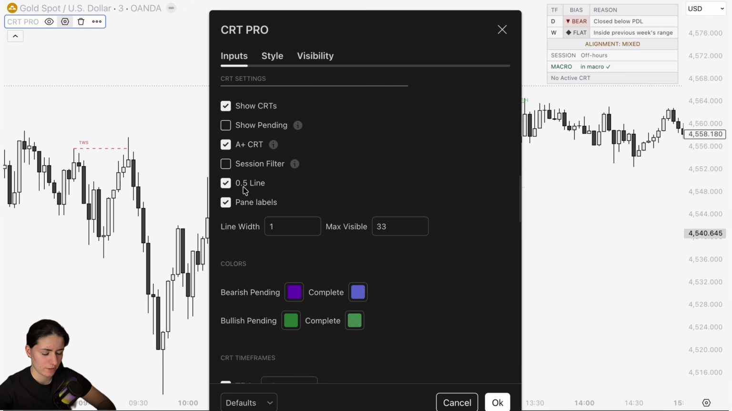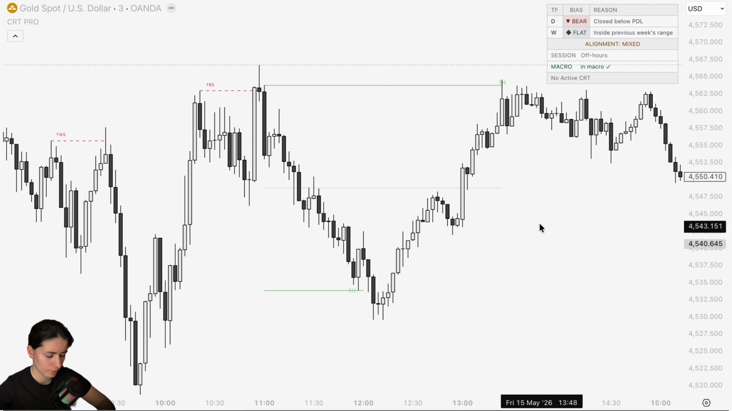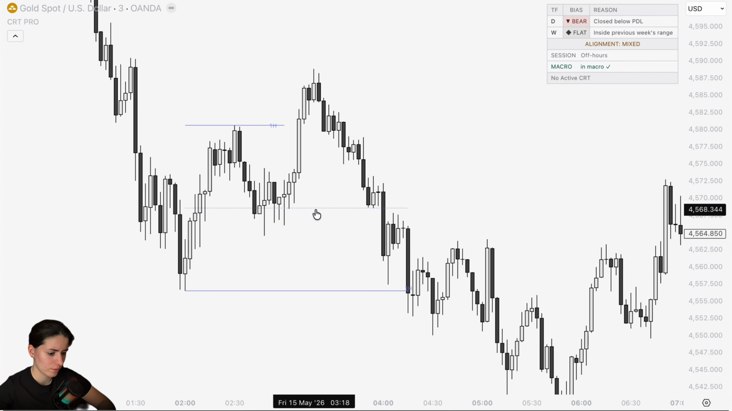Another update is the 0.5 line, also known as the equilibrium. Many CRT traders requested this feature because they use the 50% level of the main candle for their analysis. If you need it, you will see a gray line in the middle of the range. If you don't need it, you can simply turn it off in the settings to keep your chart clean.